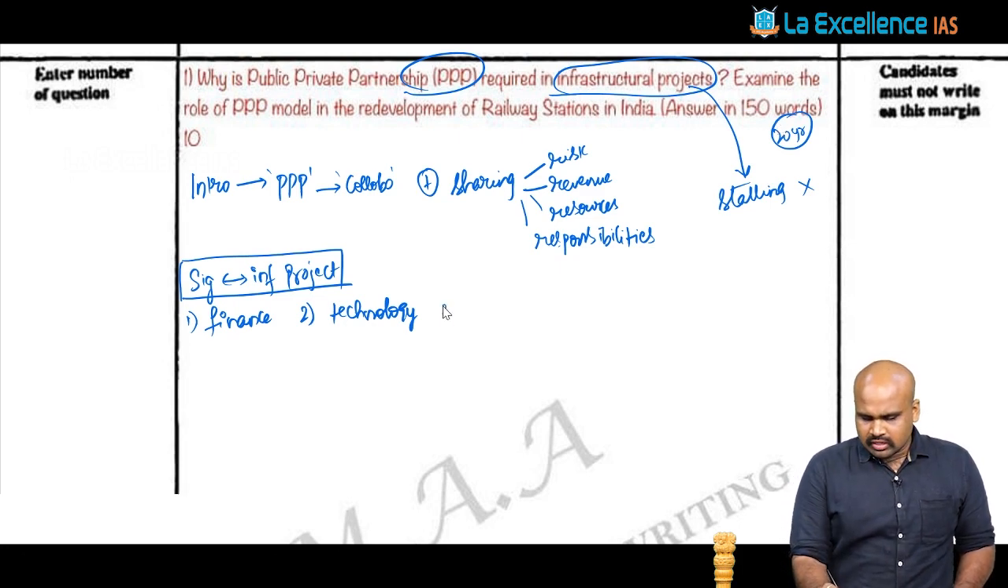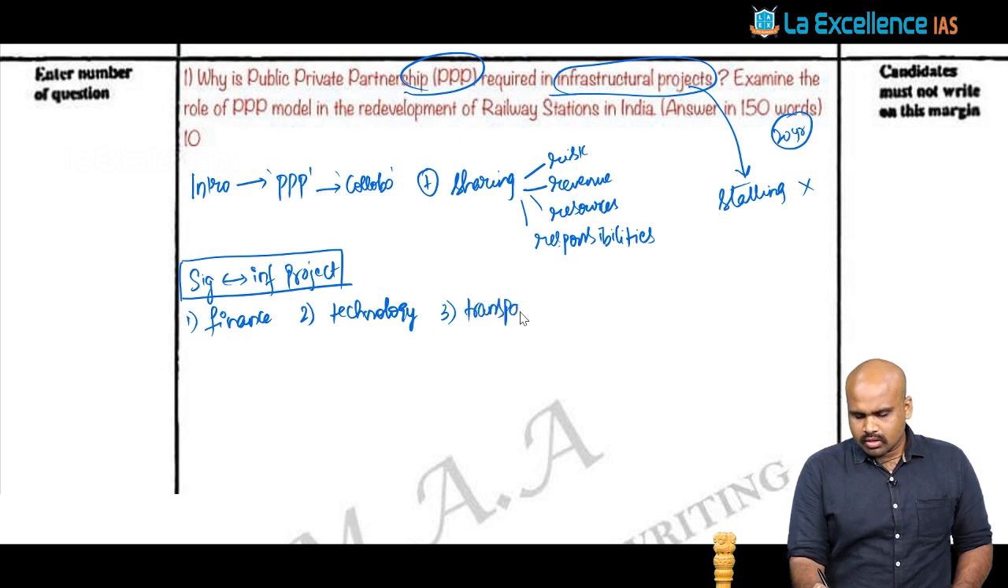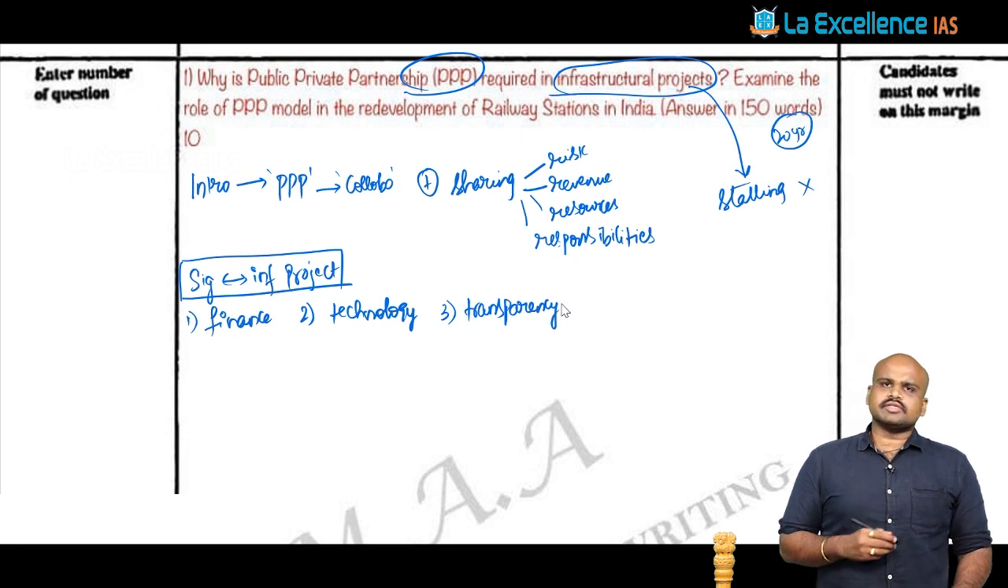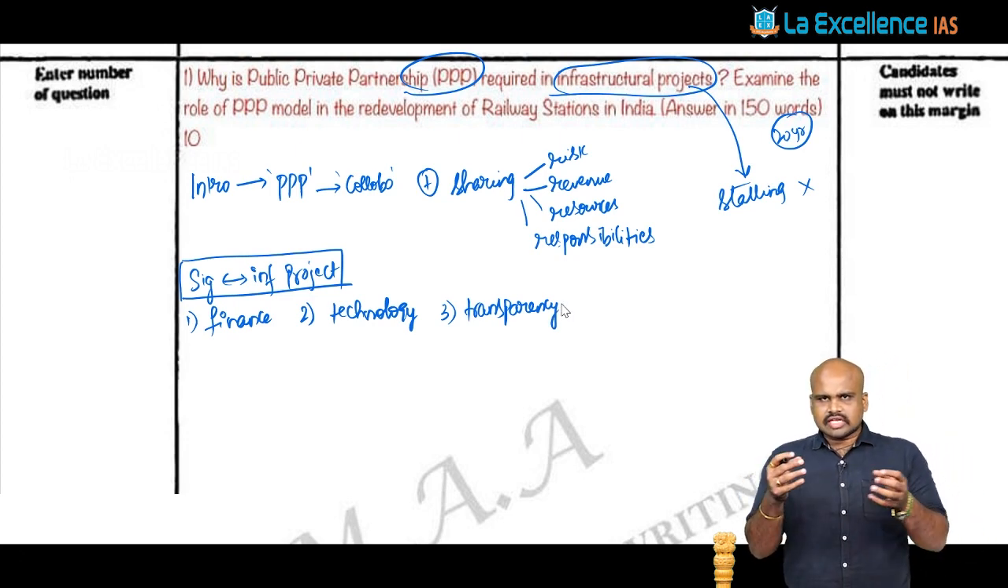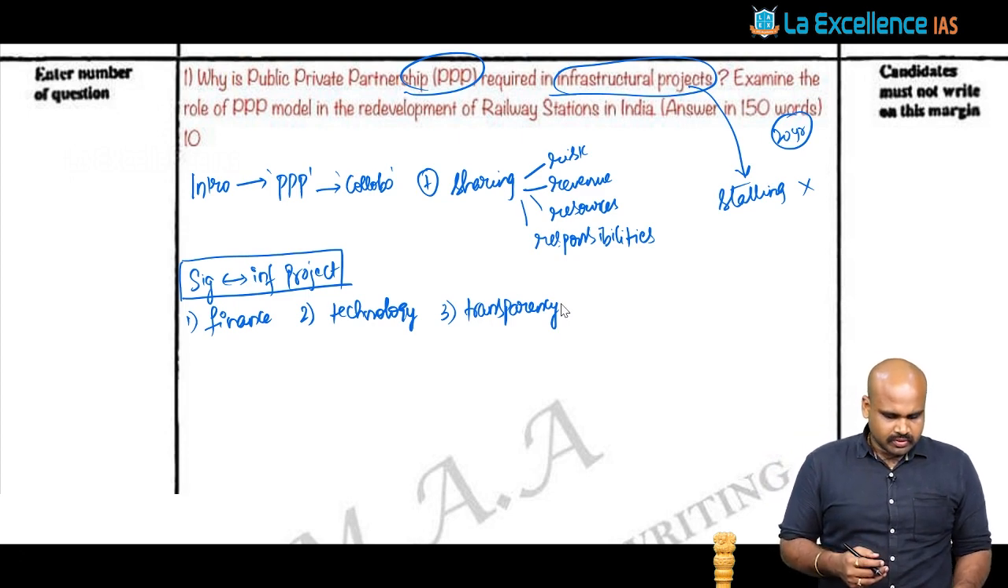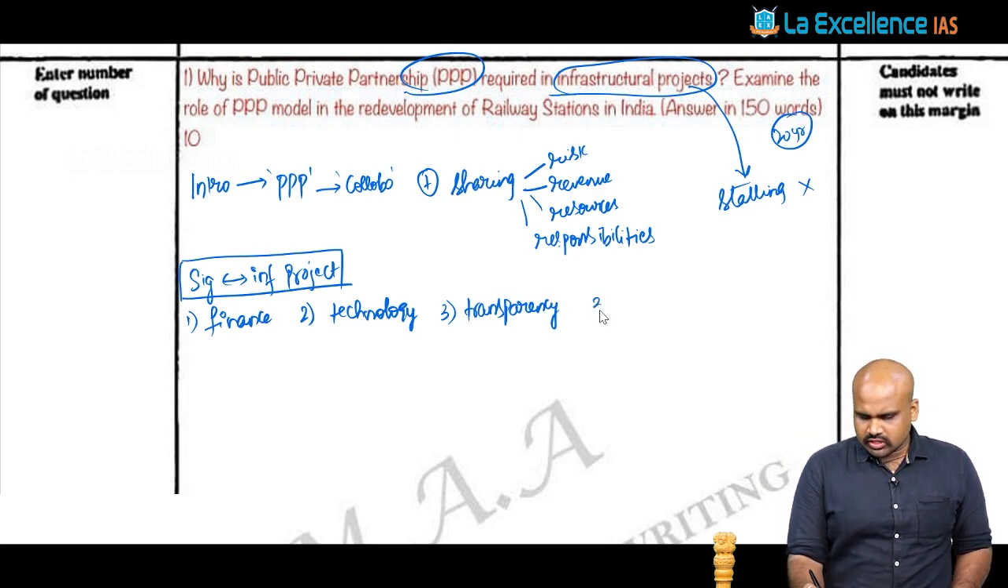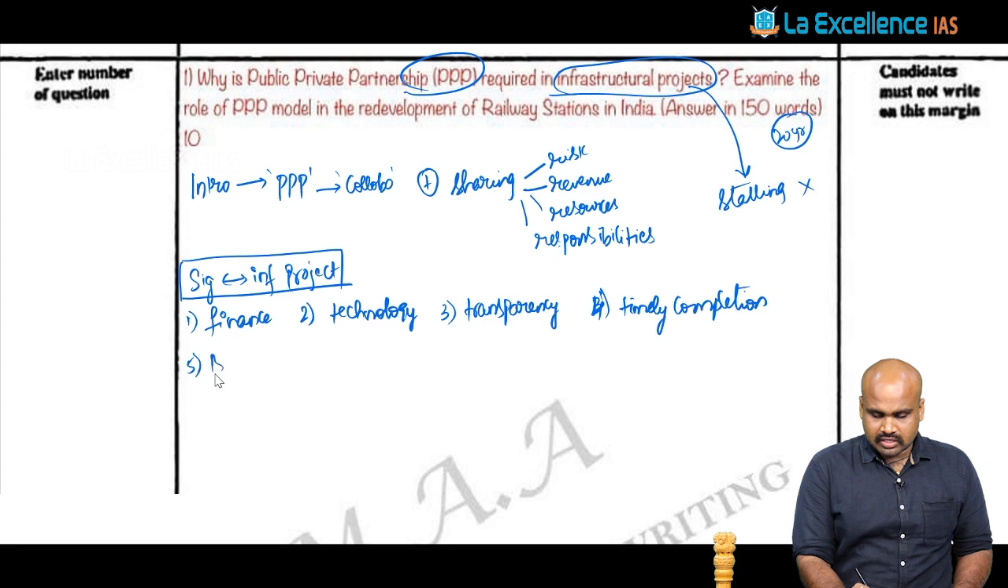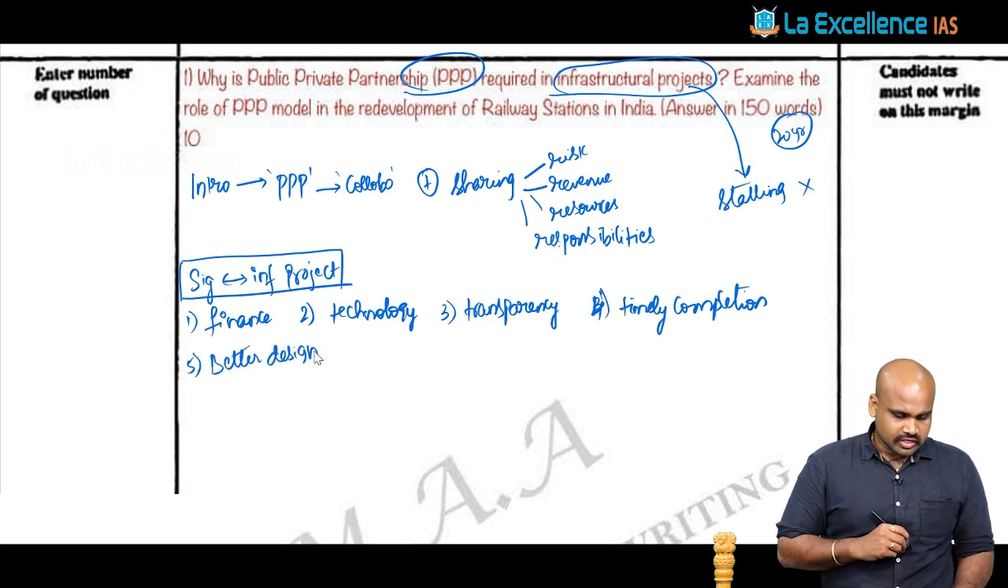And not only that, it also creates a mechanism that provides transparency, because there is a self-accountability kind of system established in the context of PPP. Then apart from that, we also see the timely completion of the projects. Not only the timely completion, but we also see that there can be better designs.